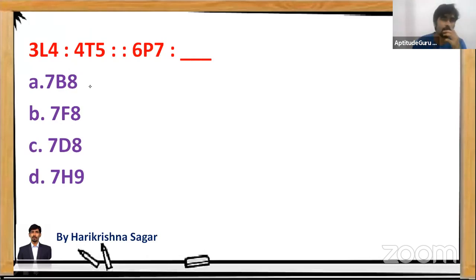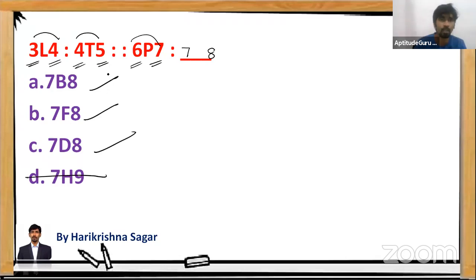You can observe the numbers and letters both are given here. So if you start 3, 4, 4, 5, 6, 7, will become what? Can I say 6, 7, 8? Which of the options have 7, 8? Option A, B, C. I can definitely eliminate option D from the scenario.